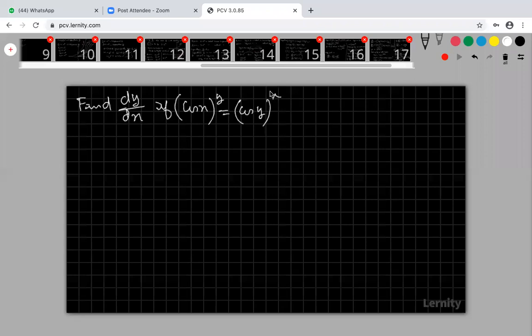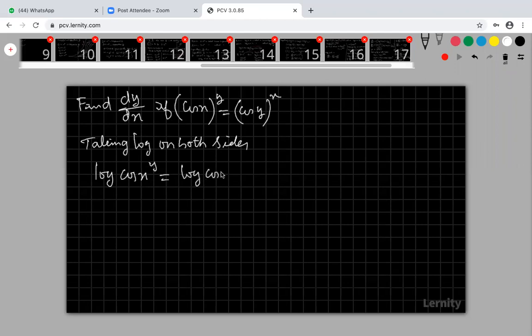If power is having some function of x and y, we have to definitely use logarithmic differentiation, taking log on both sides and differentiate. Okay. So from the given one, taking logarithm on both sides. Therefore this is log of cos x power y equal to log of cos y power x. So this will become y log cos x by the third property, and this will become x log of cos y. Now differentiate, because there is no power, x is there, y is there, we can easily differentiate.